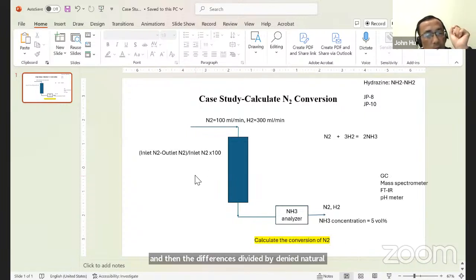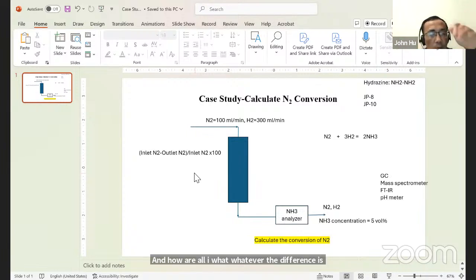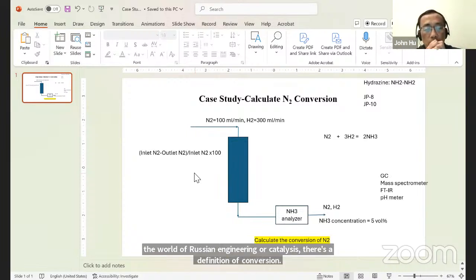That's your conversion. This is how much is coming in and how much is outlet. Whatever the difference is, times 100. That's how much you converted. In the world of reaction engineering or catalysis, this is the definition of conversion: in minus out divided by in. That's conversion. Make sense?